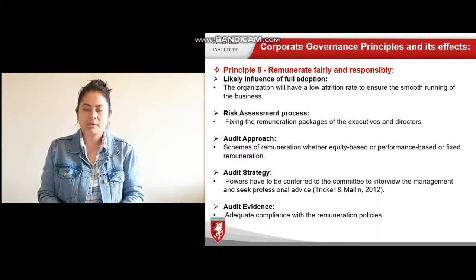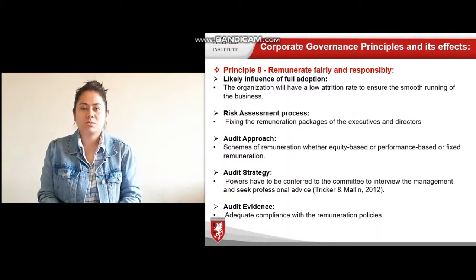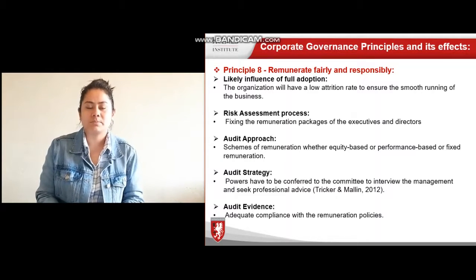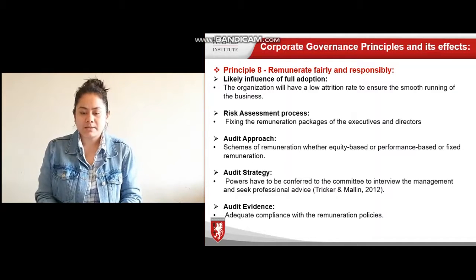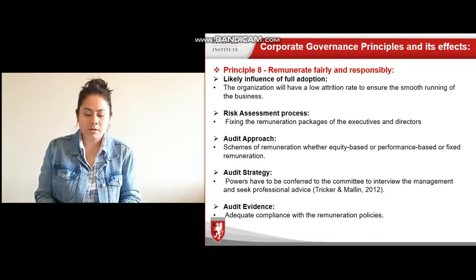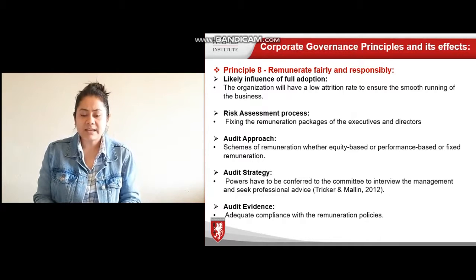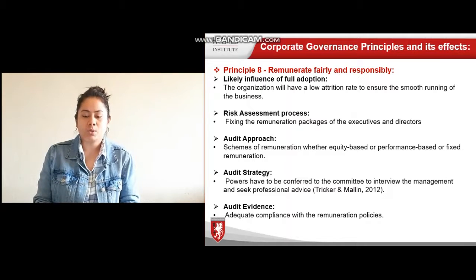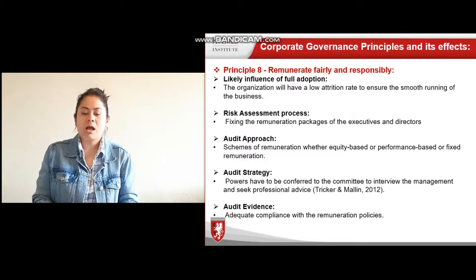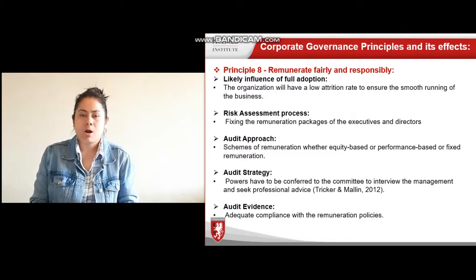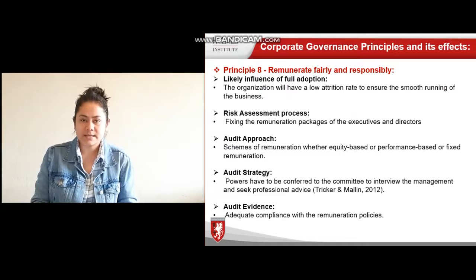My friends already covered the part up to Principle 7, so I'm here to give a presentation on Principle 8. Principle 8 is remunerate fairly and responsibly. It includes the likely effect of full adoption of the principle. Likely influence of full adoption means the governments will have a low attrition rate to ensure the smooth running of the business. And there is the likely influence of full adoption on the risk assessment process, audit approach, audit strategy, and audit evidence.